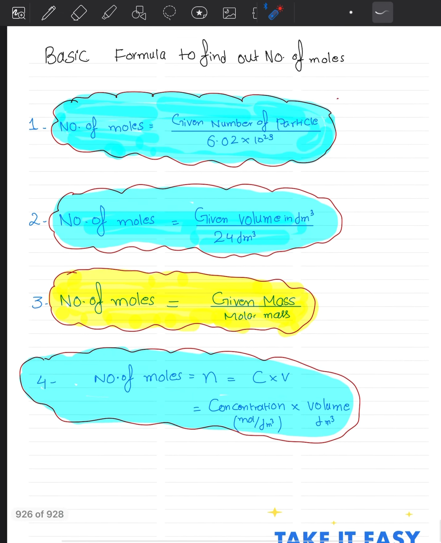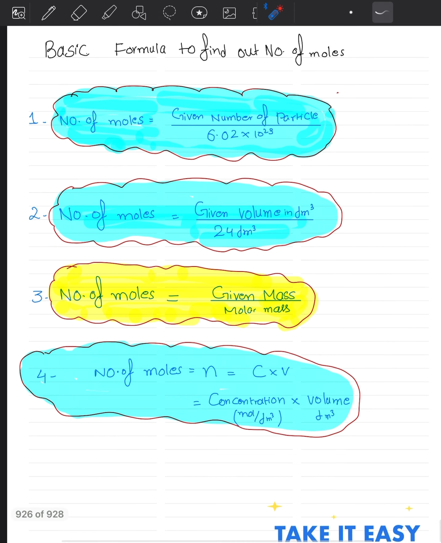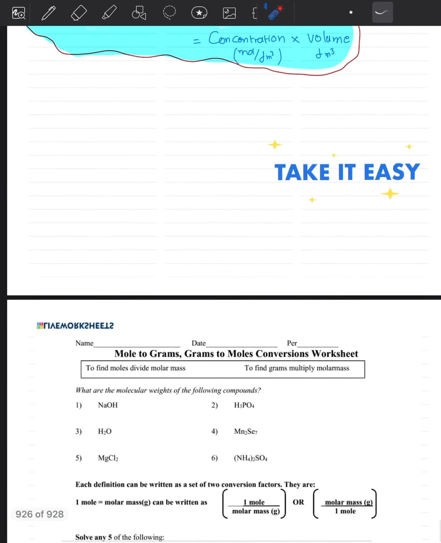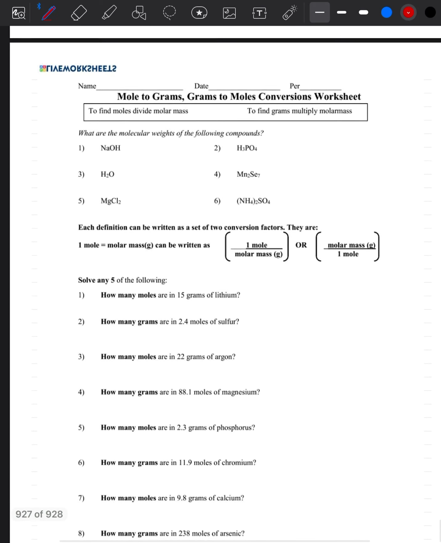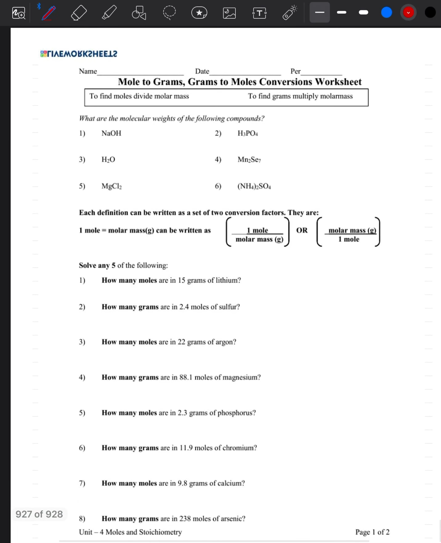So in this video, you can take a screenshot of this formula so you can use it in the next class or in your next worksheet. In this video we will be solving the basic questions relevant to these formulas. So let's start. This is the first question. We are not going to solve all of the questions, we will solve just a few of them.